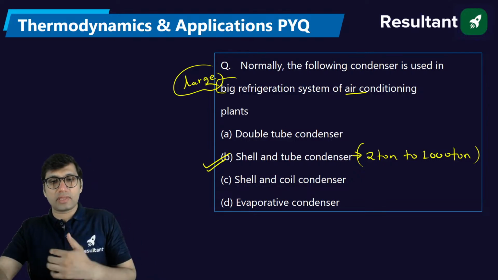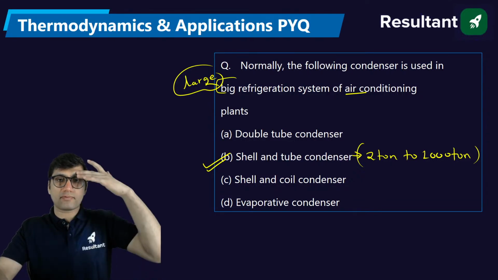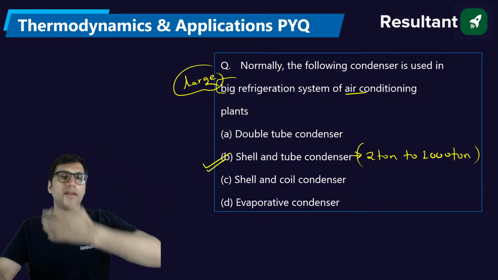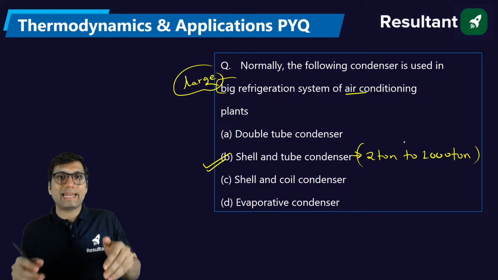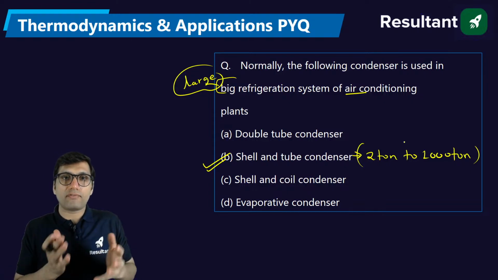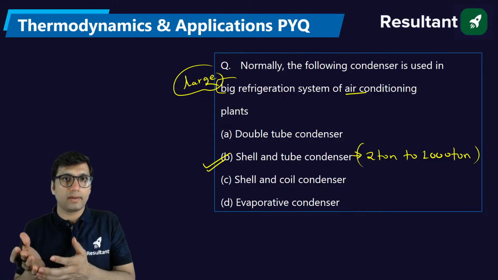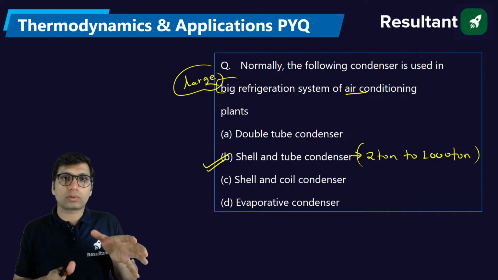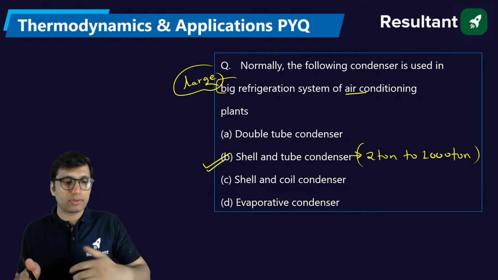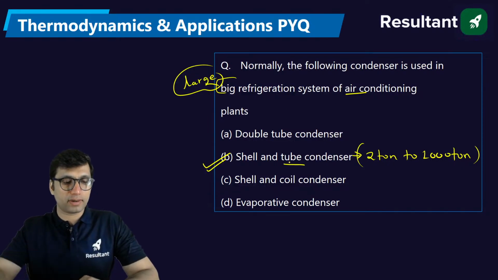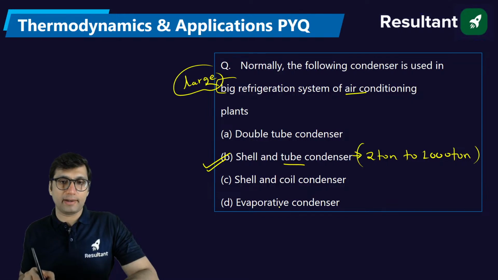Obviously the condenser is not going to provide you cooling, but what is its function? The condenser rejects the heat. After the heat is rejected, the refrigerant becomes colder, and when it goes through the throttling device, it becomes even colder and provides more cooling effect. That is why we need this kind of condenser. Shell and tube condenser, not evaporative condenser. Evaporative condenser is used in the ice plant, the ice making plant.